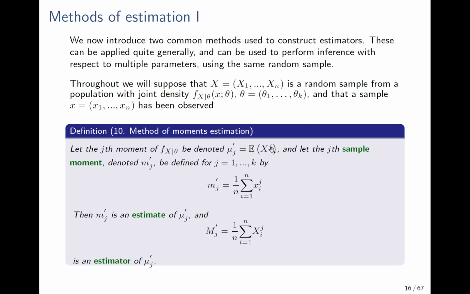Okay, so if j equals 1, that's the expected value of the distribution, and we would be using the sample mean to approximate the expected value or the mean of the distribution, the population mean. So M'_j is an estimate of μ'_j, and M'_j, the method of moments, is given by that expression here. That's the estimator because it's in uppercase. The estimate is in lowercase because that's based on real data.